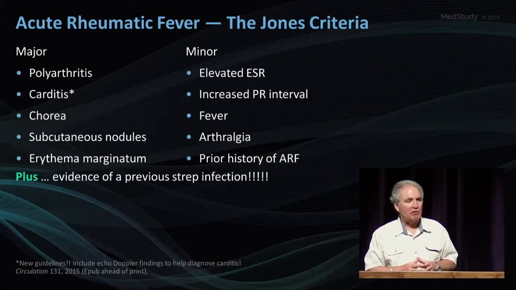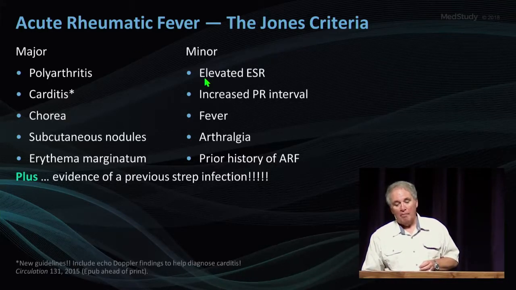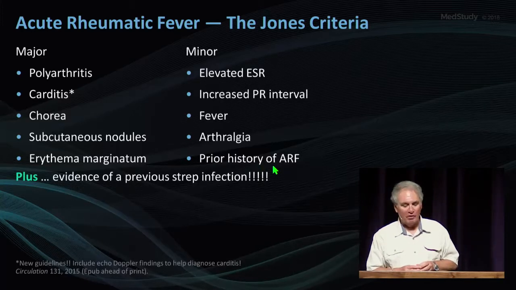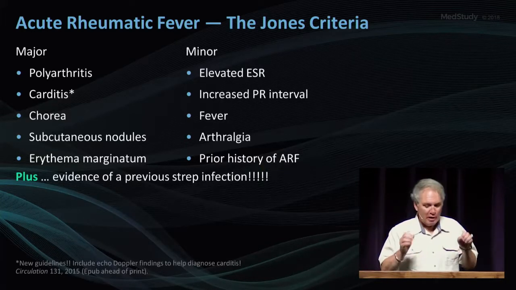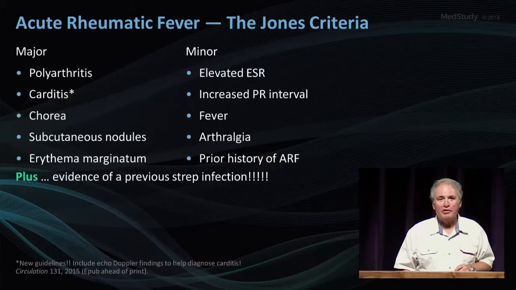The last two major criteria are very uncommon now for some reason, but those are the major criteria for rheumatic fever. Minor criteria: elevated sed rate, increased PR interval, fever, arthralgia, prior history of rheumatic fever. This, plus you have to have evidence of a previous strep infection.